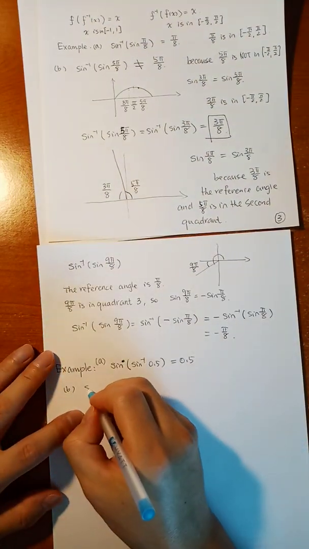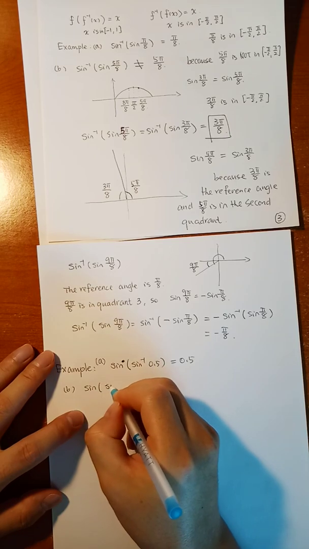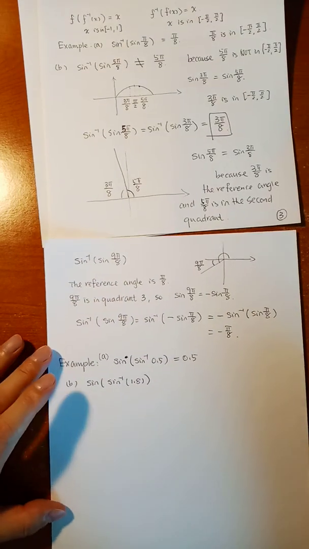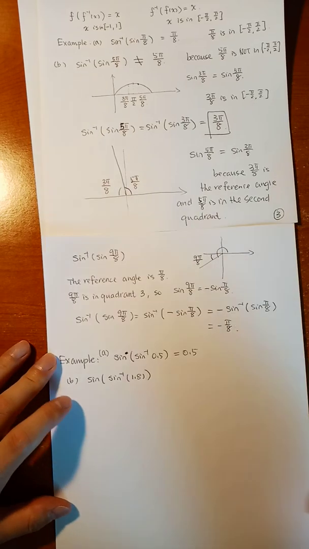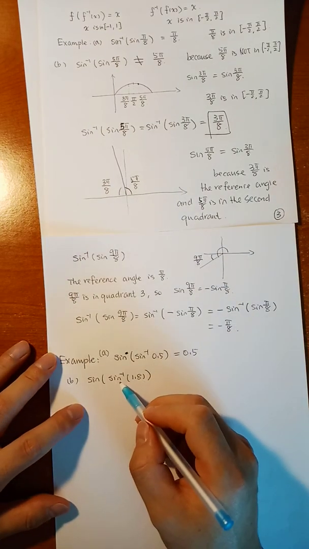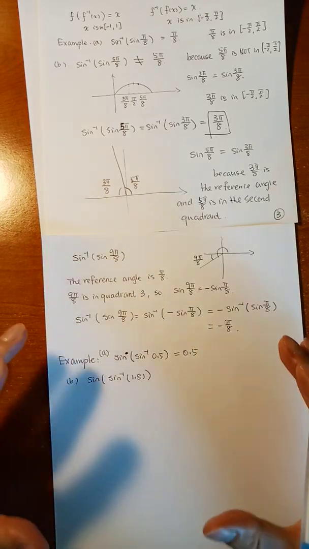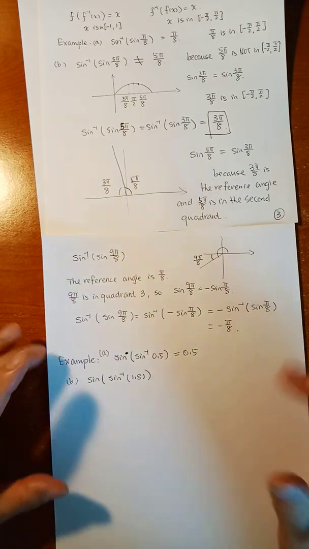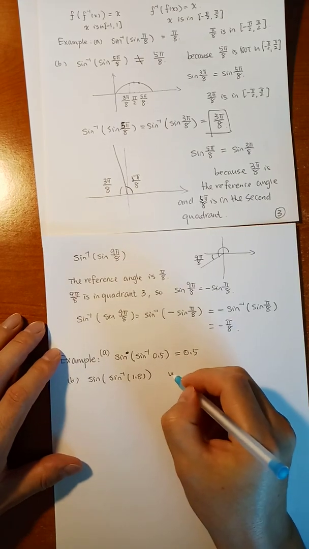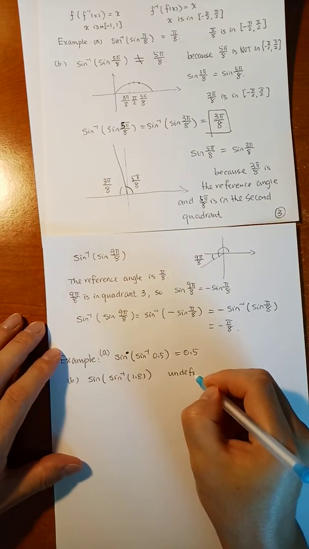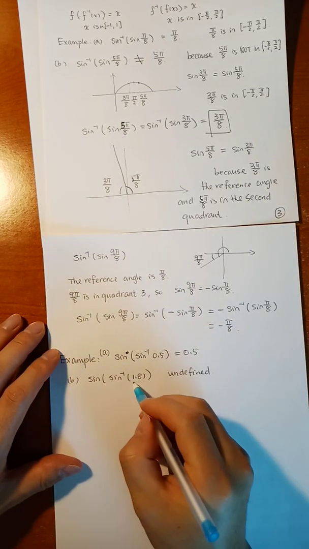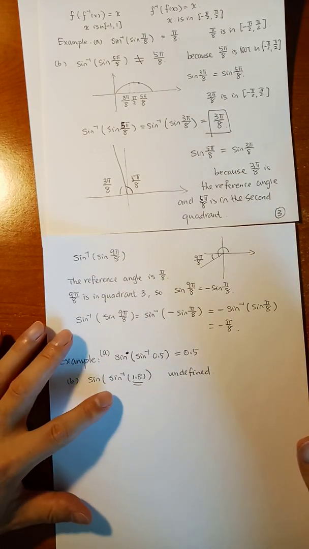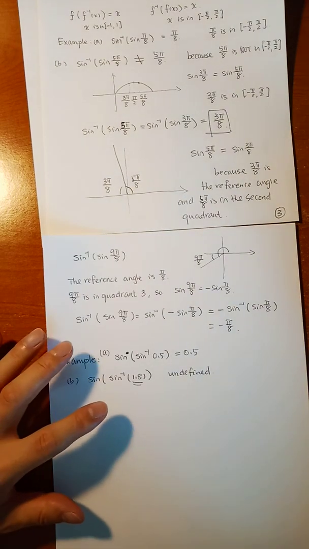And if you have sine of sine inverse of 1.8, 1.8 is not in the domain of sine inverse. Sine inverse can only take values between -1 and +1. But here we have 1.8. This is undefined, because 1.8 is outside of the domain. There's no way to justify it.